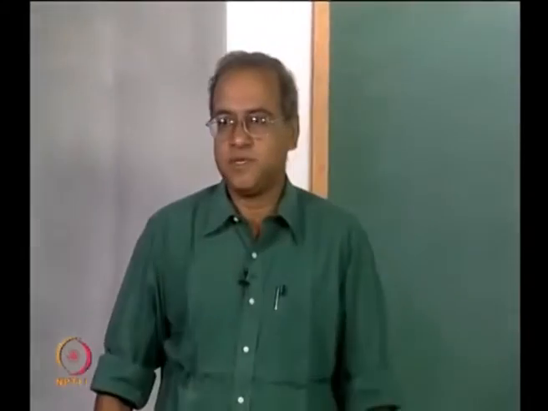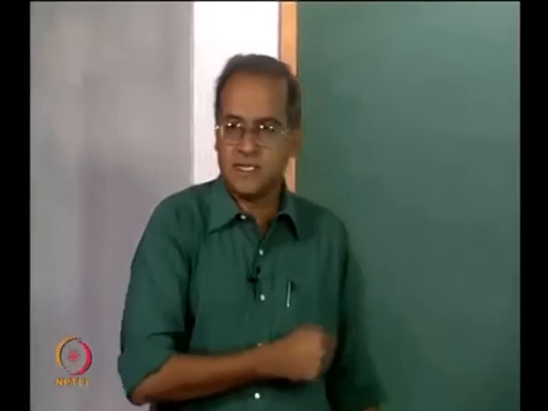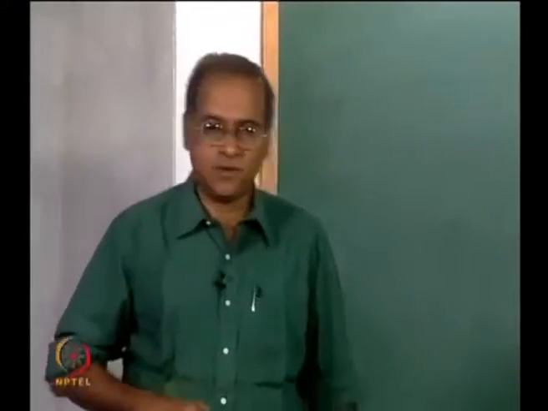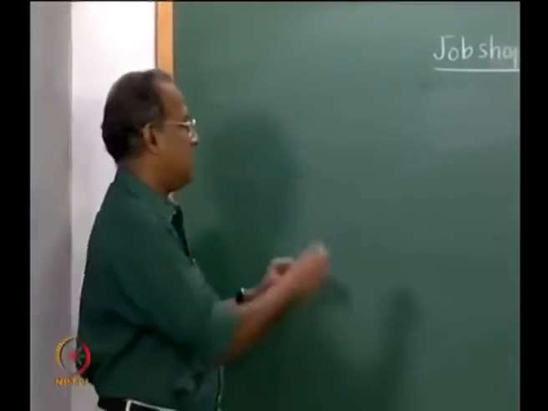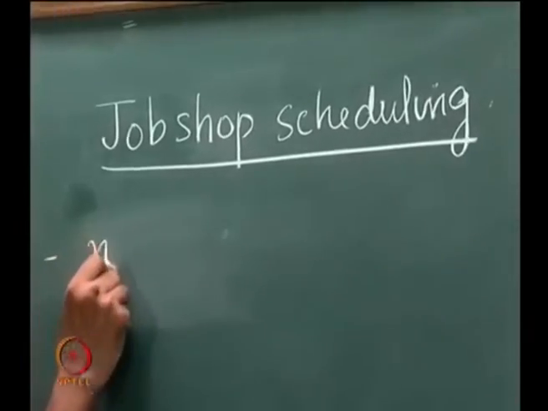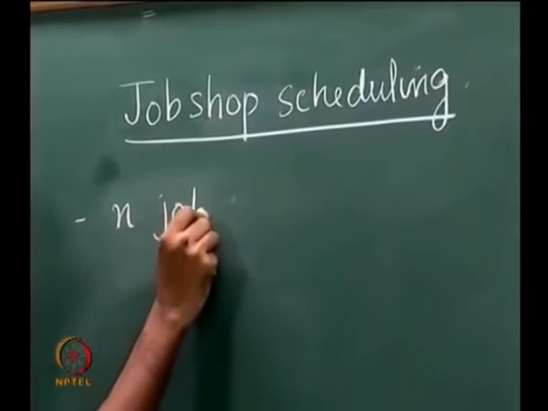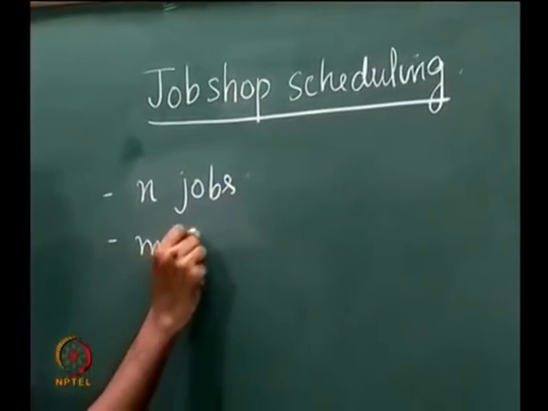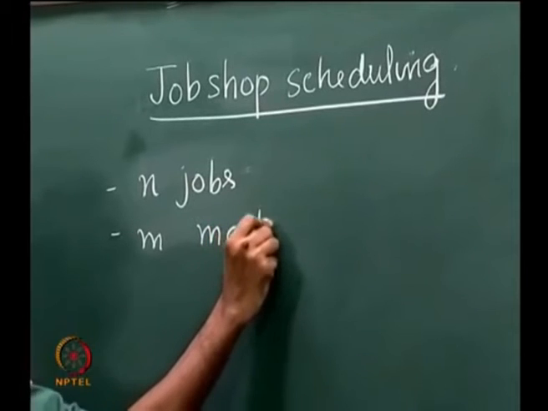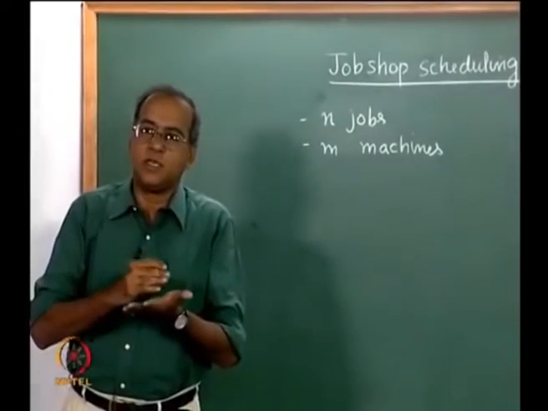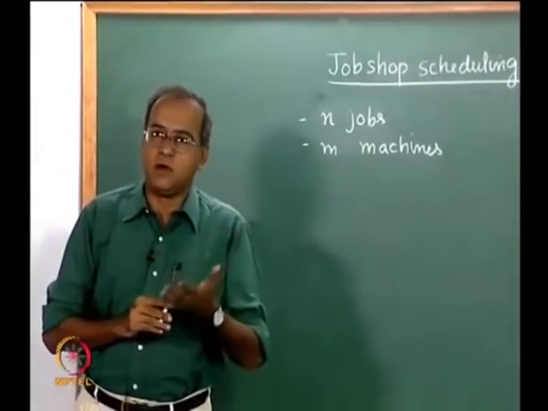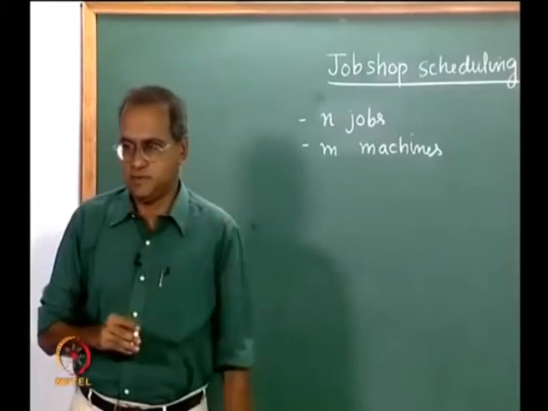Last lecture we saw some heuristics for the flow shop scheduling problem. In this lecture we will address the job shop scheduling problem. As we mentioned earlier, in a job shop there are several jobs, let us say there are n jobs and there are m machines. Unlike a flow shop, each job has a unique route or a unique order of visit of the machine.